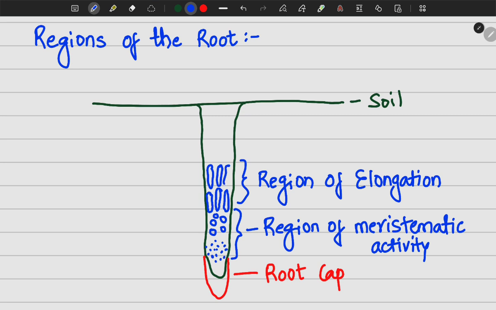They enlarge in size, and they are mainly responsible for the growth of root lengthwise. So the length of the root grows because of the region of elongation, because the cells undergo rapid elongation and enlargement. Then above the region of elongation is the region of maturation.